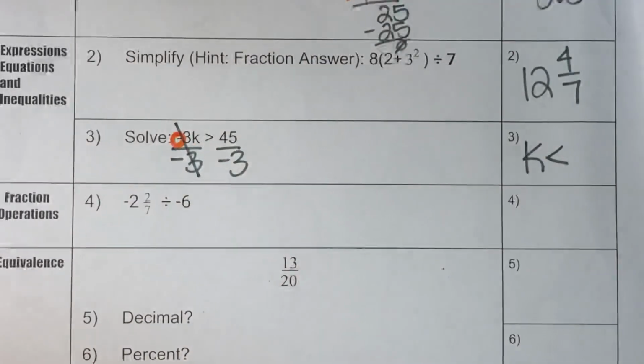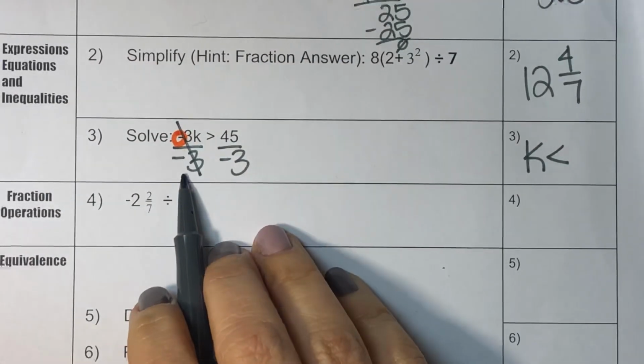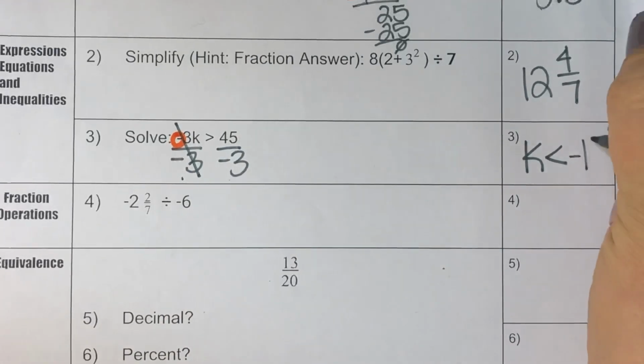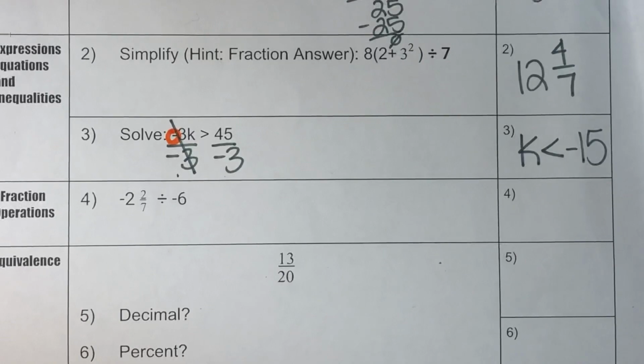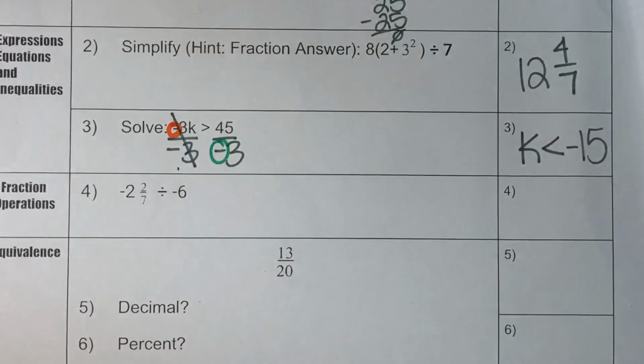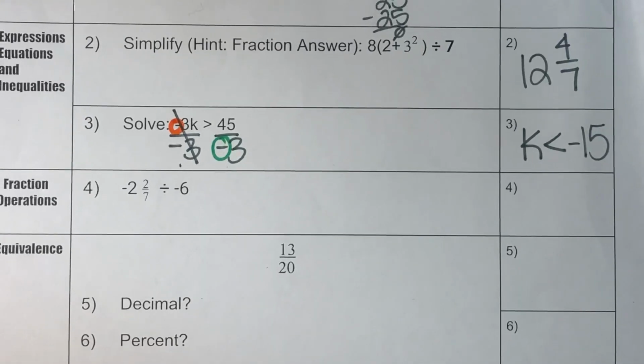These cancel now because I took the negative with me. And then 45 divided by a -3 is a -15. Lots of positives on this one. So we need to remember that when we have a positive divided by a negative, that is going to give us a negative answer.